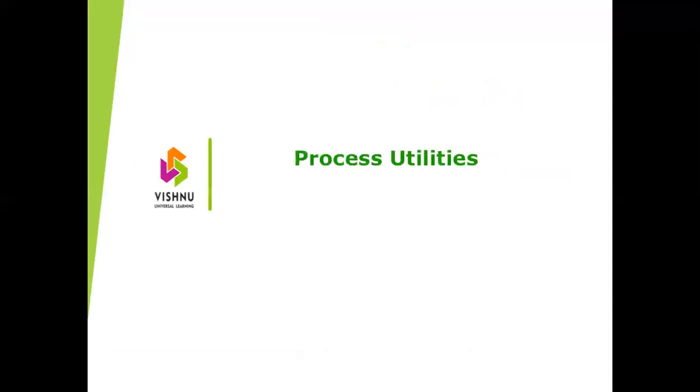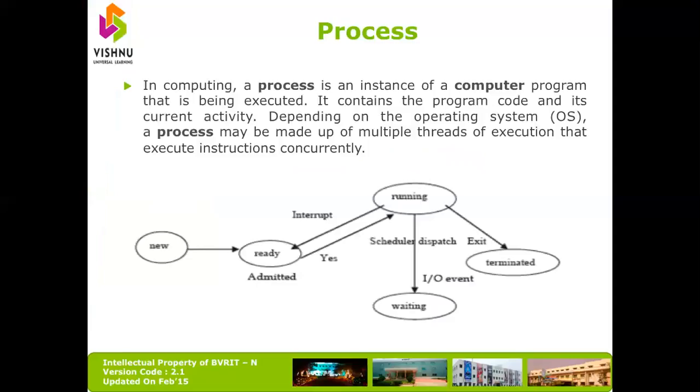Well, friends, the next set of utilities comes under the process utilities. What is a process and how do the process utilities work? To understand that, we have to understand what a process is. In computing, a process is nothing but an instance of a computer program which is currently under execution. A computer program can be in two states. One, it is just staying on the hard disk but not running. If I run the program, it will be called a process.